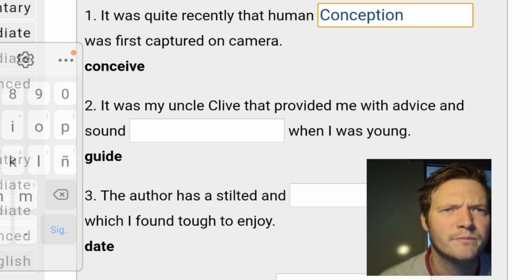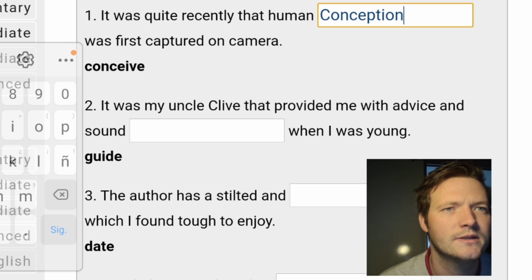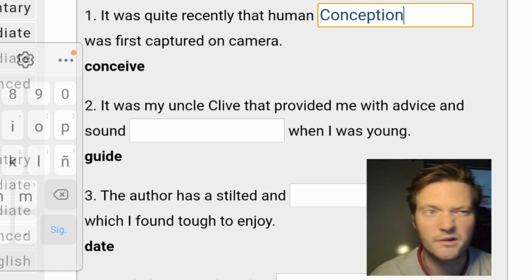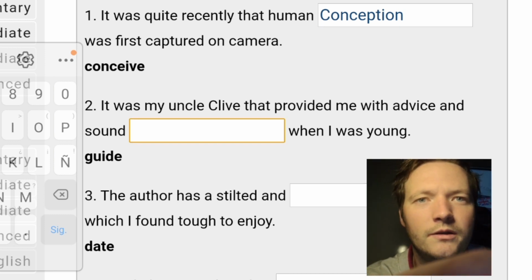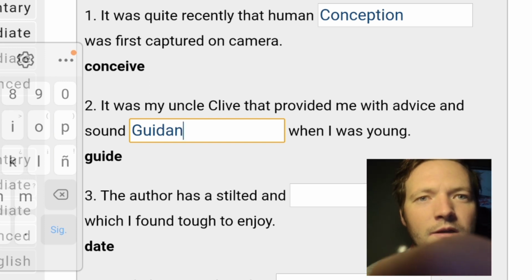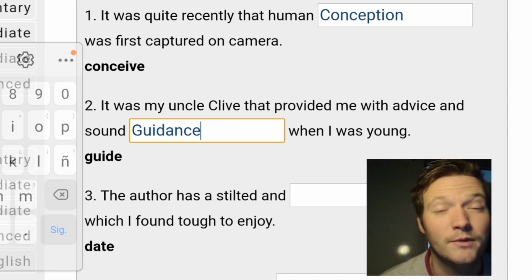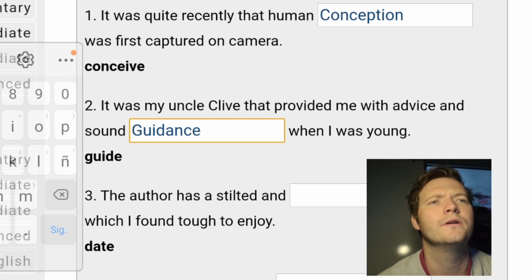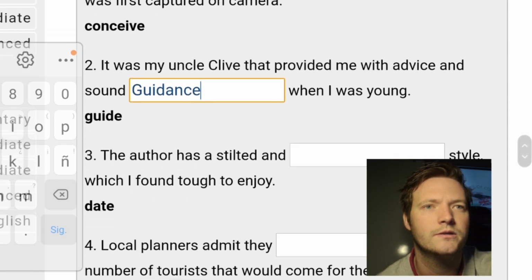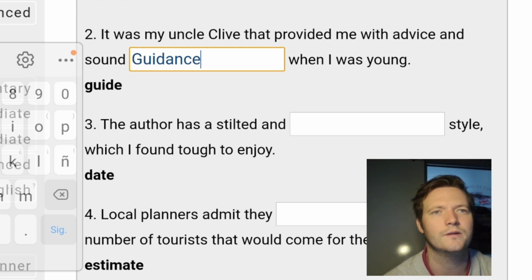Okay, number 2. It was my uncle Clive that provided me with advice and sound guidance when I was young. Yeah, again, similar to advice, really. We like to do that a lot in English. Put 2 words in the sentence which mean exactly the same thing just to make it sound more, I don't know, maybe more eloquent. Sound advice. He gave me advice and sound guidance. Sound is like very good, very correct. Guidance and advice are the same things.